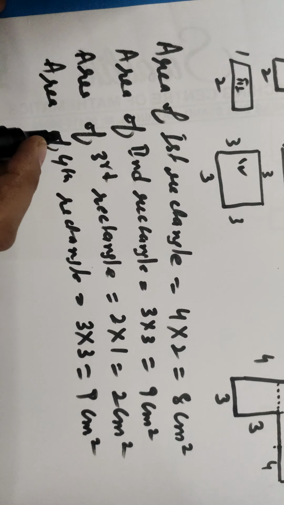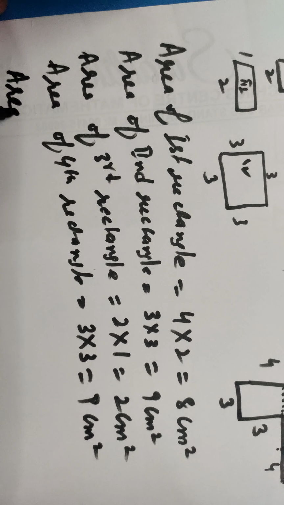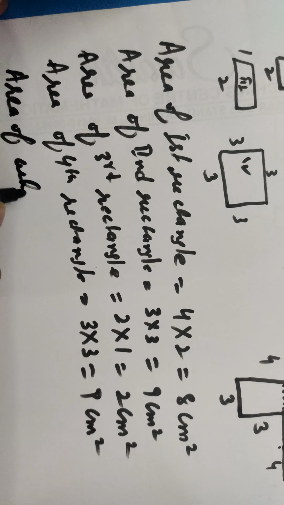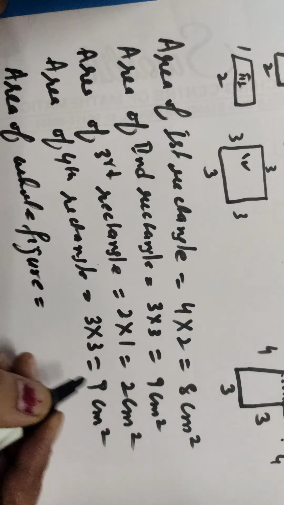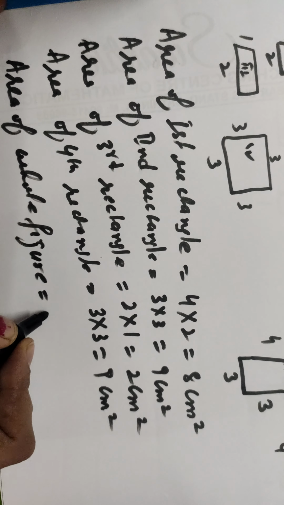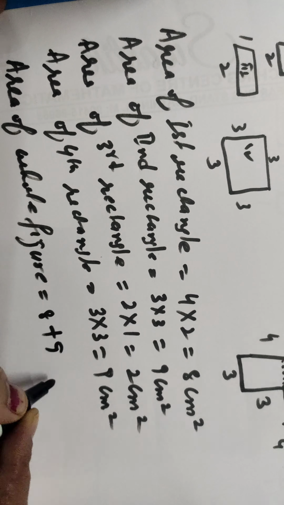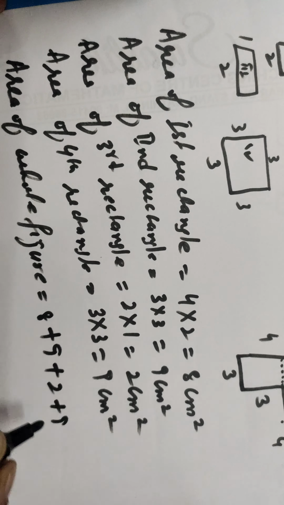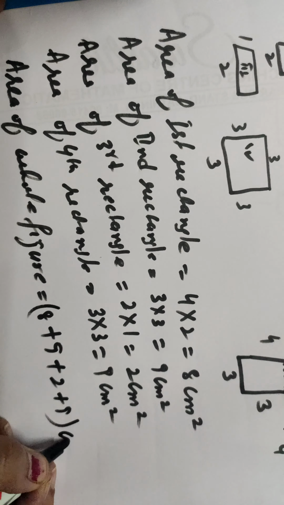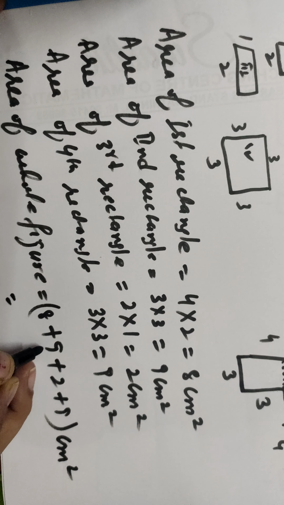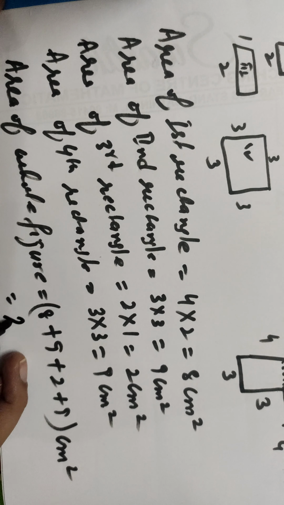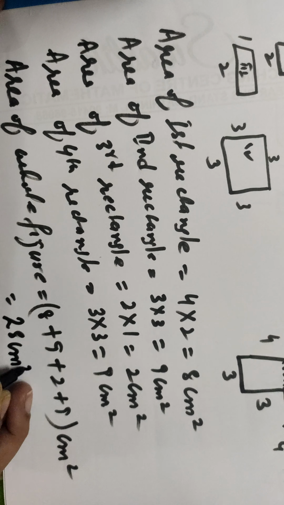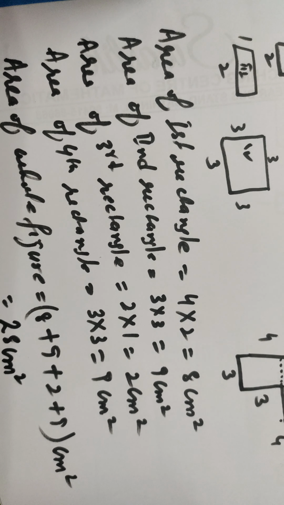Now area of whole given figure is equal to, add all the terms, we are having 8 plus 9 plus 2 plus 9, whole in centimeter square. 8 plus 9 is 17, 17 plus 2 is 19, and 19 plus 9 is 28. 28 centimeter square is the area of first question.